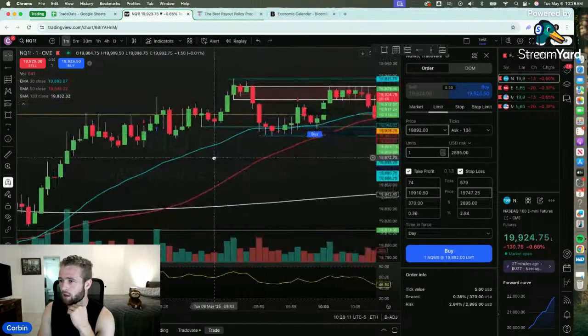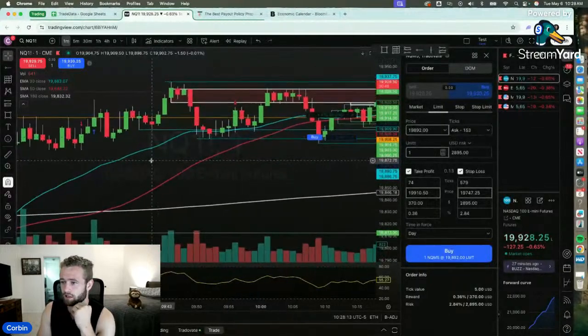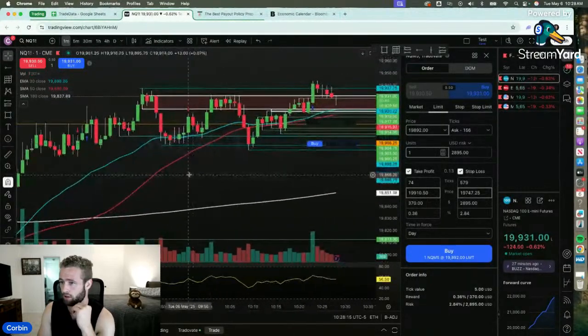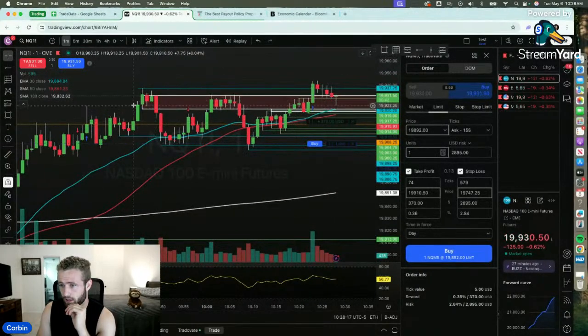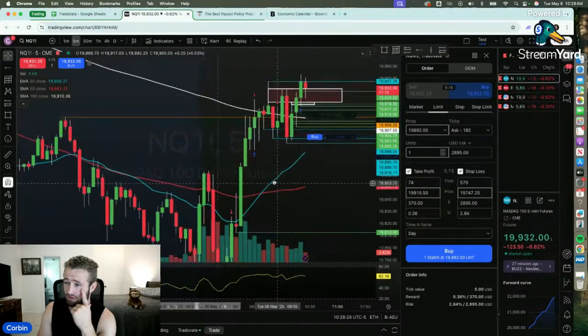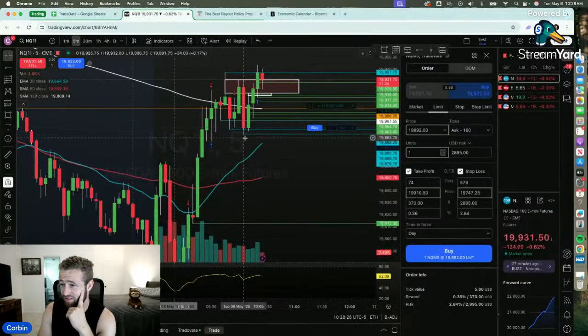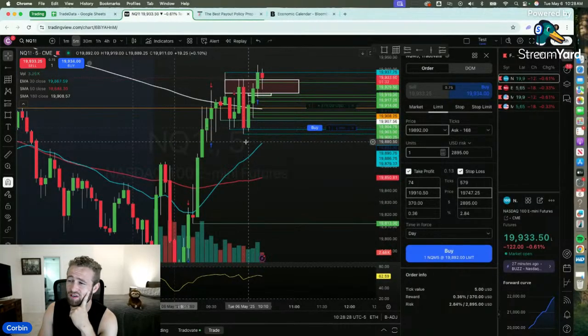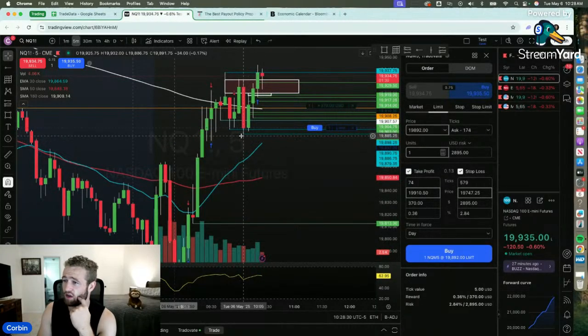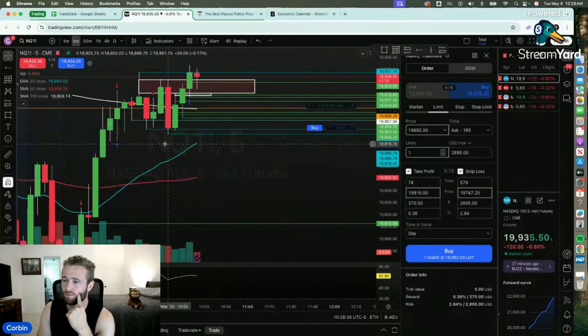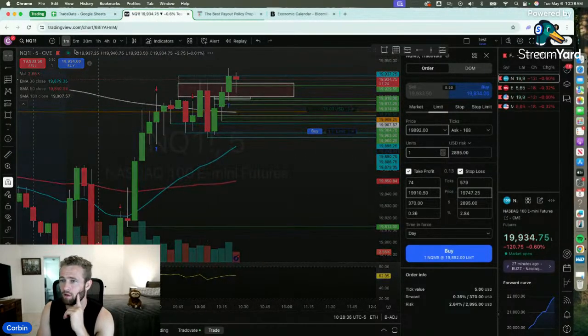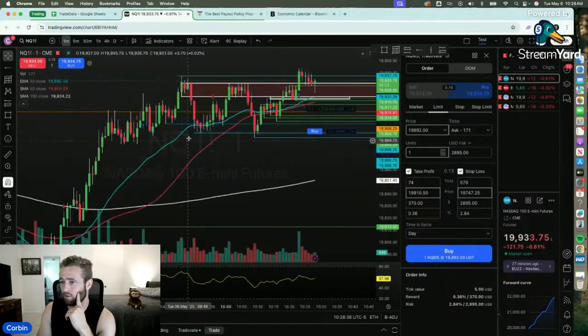400-ish. And then this last one that we took, we took it at a break of structure, a clear break of structure below here. The 5-day, 5-minute candle looked fantastic right here. If it would have just closed below these levels, there's no doubt in my mind that it would have just tanked. But it didn't. So we stayed in the trade.